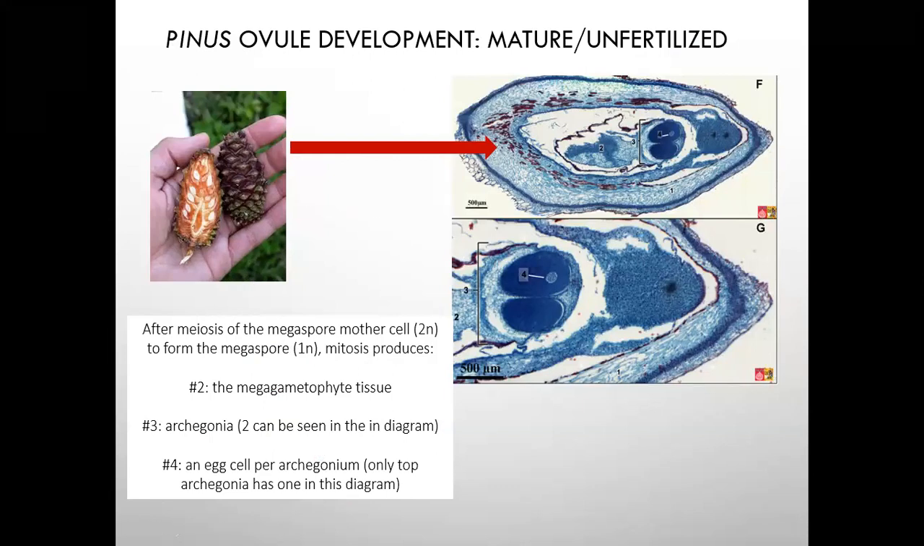After meiosis of our megaspore mother cell, which is diploid, we are going to form our megaspore, which is haploid. So here is our megaspore. Through mitosis, the megaspore will then produce our megagametophyte tissue, which is what is labeled as number 2 here. That will then go on to produce our archegonia, which is shown in part 3 here. Generally it forms 2 or 3 archegonia. Within the archegonia, we get the formation of 1 egg cell per archegonia. Here we only see it in one of the archegonia. I don't know why this one is missing it, but it is.